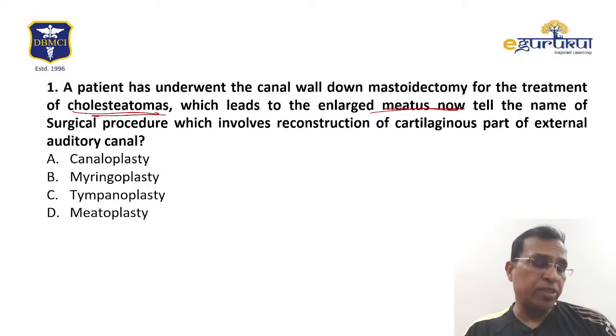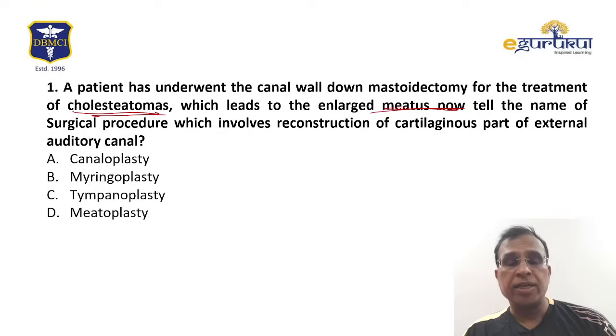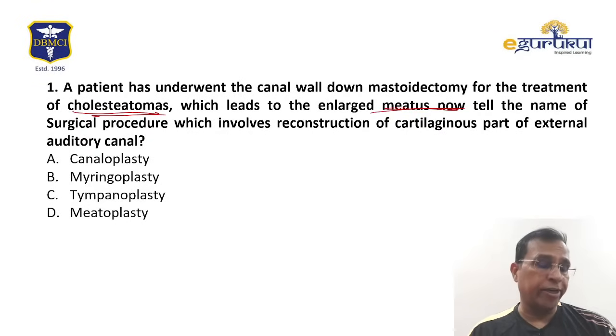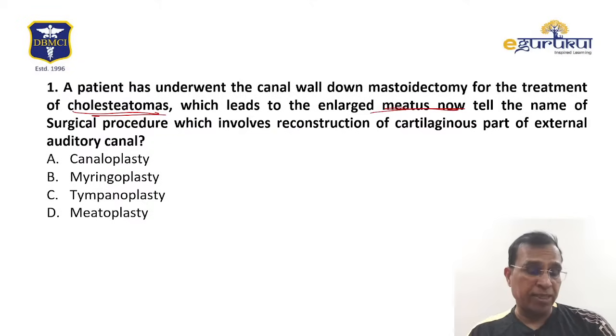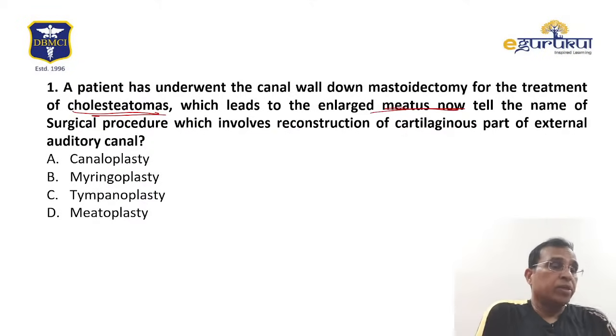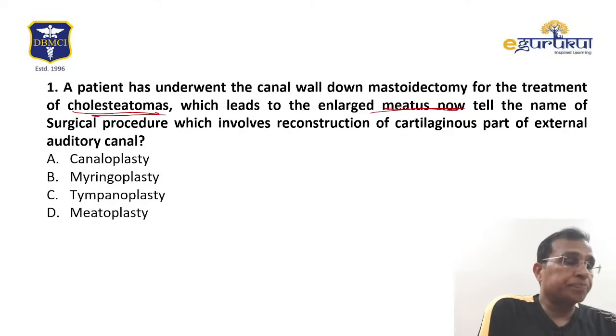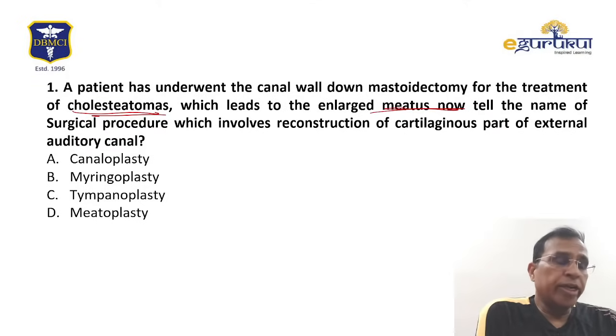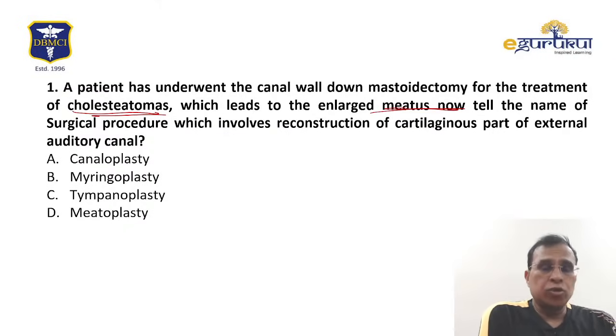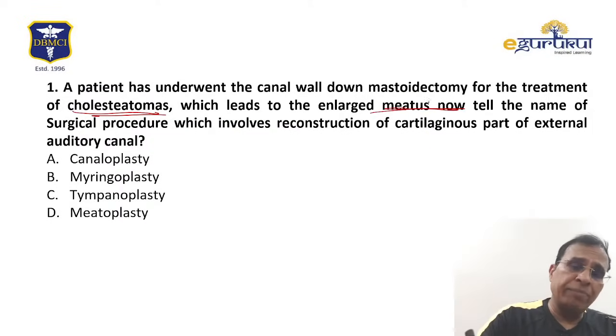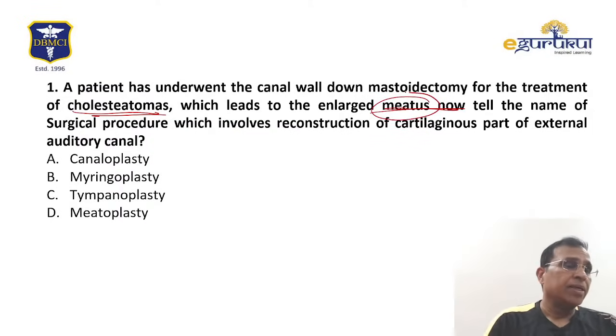Now tell me the name of the surgical procedure which involves reconstruction of the cartilaginous part of the external auditory canal: canaloplasty, meringoplasty, tympanoplasty, meatoplasty. So guys, you want to answer this question? So in canal wall down MRM, if you make the enlargement of the meatus, obviously the name meatus is there, so it has to be meatoplasty. Meatoplasty.